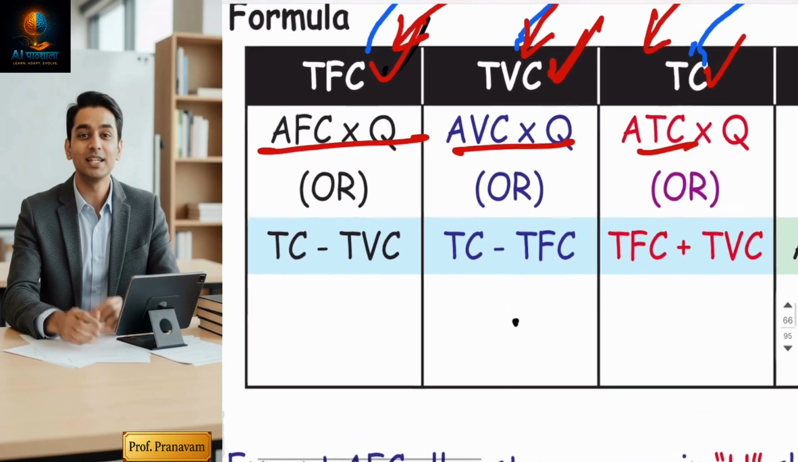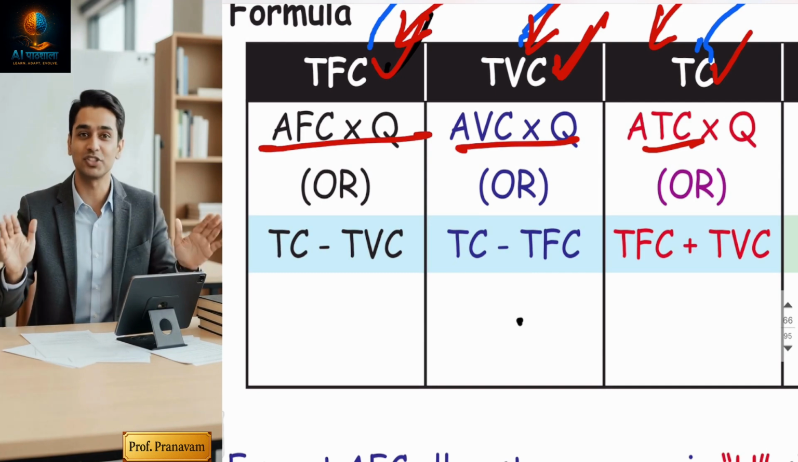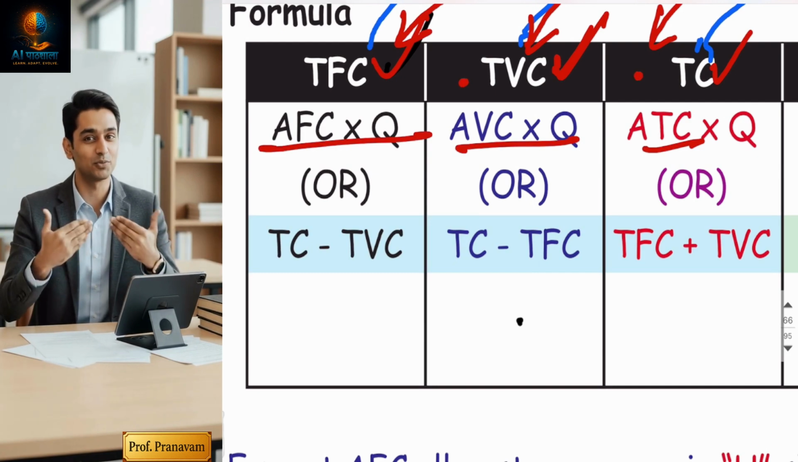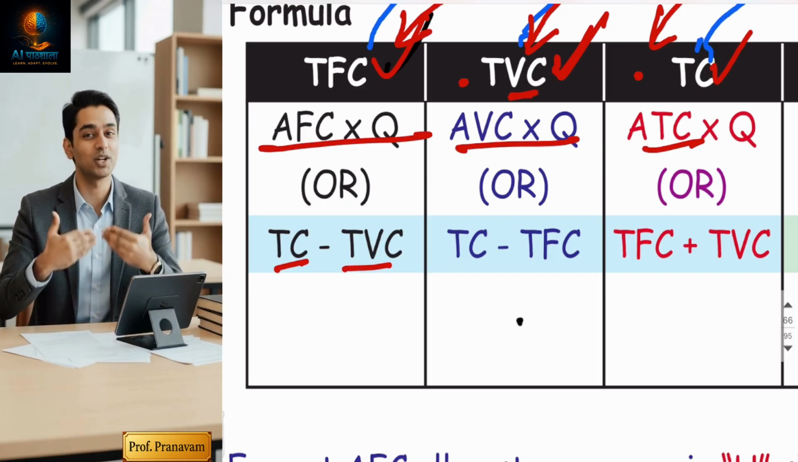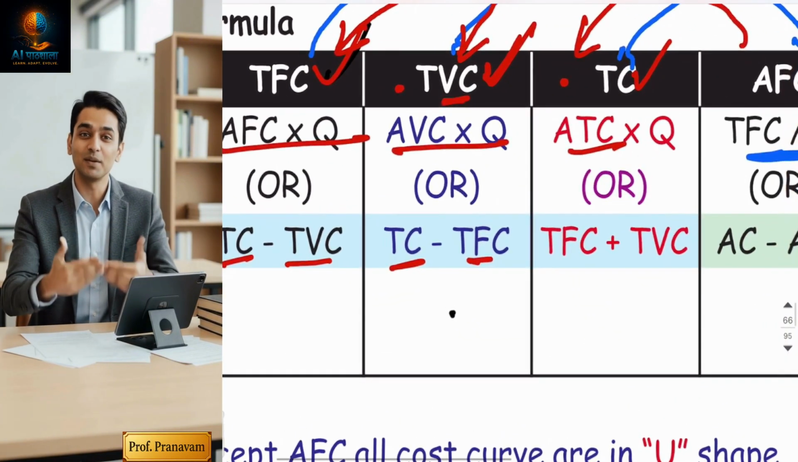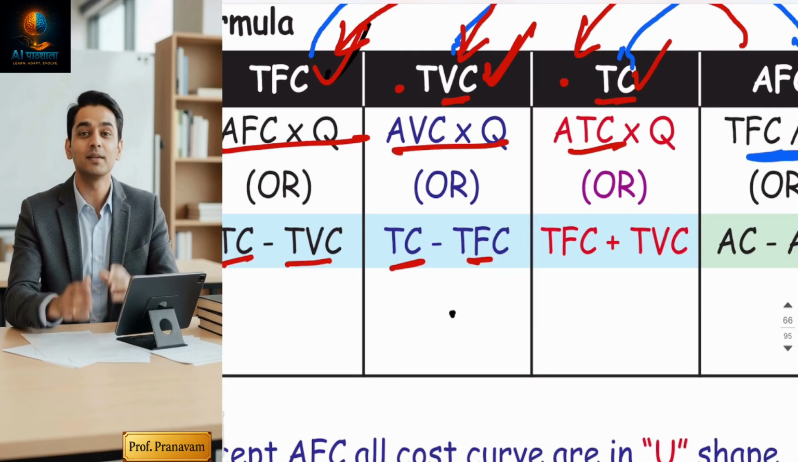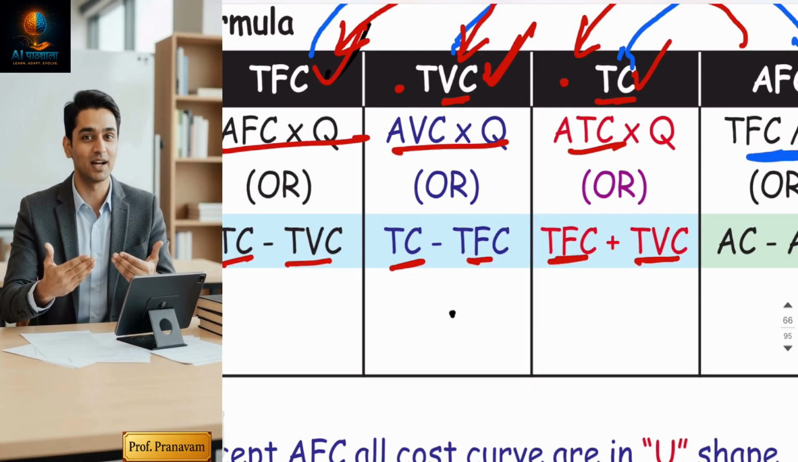So these are three combinations. I already explained my total cost curve, but listen over here. Now, if in the exam TC and TVC are given, can you find TFC? Yes, your TFC will be TC minus TVC. If they ask you total variable cost, TFC and TC will be given. So your formula will be TC minus TFC. And if TFC and TVC are given, your formula will be TFC plus TVC. You will get TC.